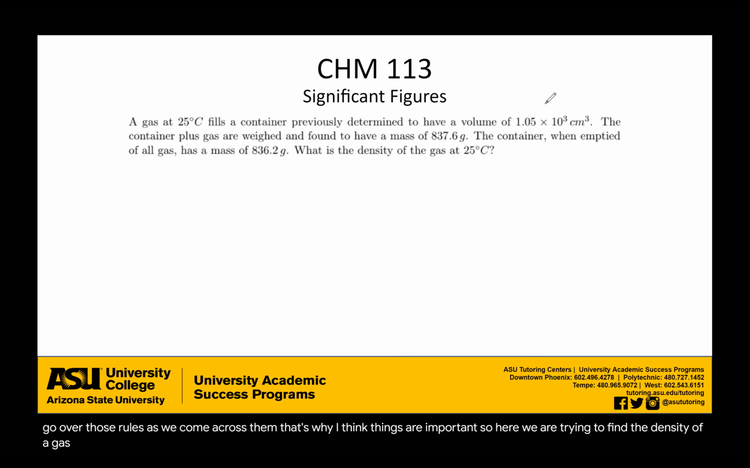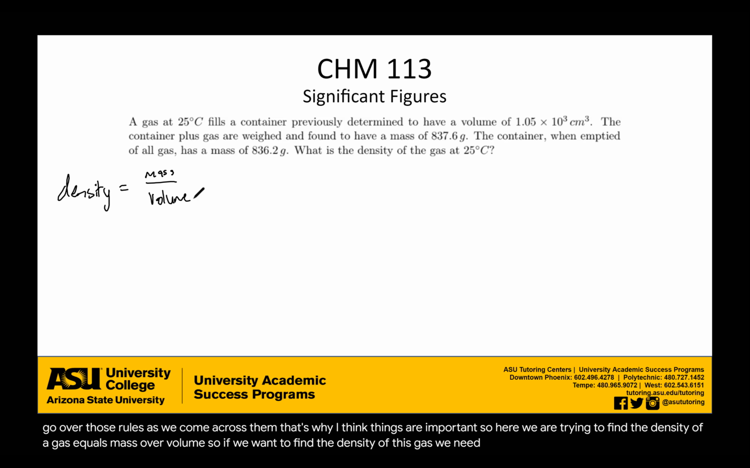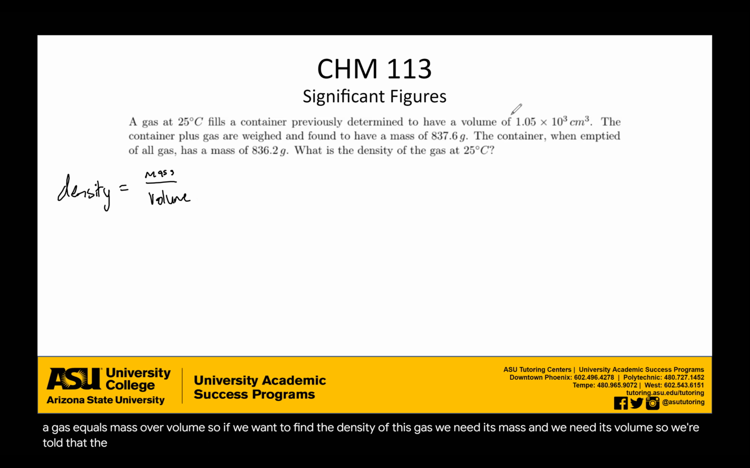So let's remember what density is. Density equals mass over volume. So if we want to find the density of this gas, we need its mass and we need its volume. So we're told that the volume of the container is 1.05 times 10 cubed centimeters cubed.